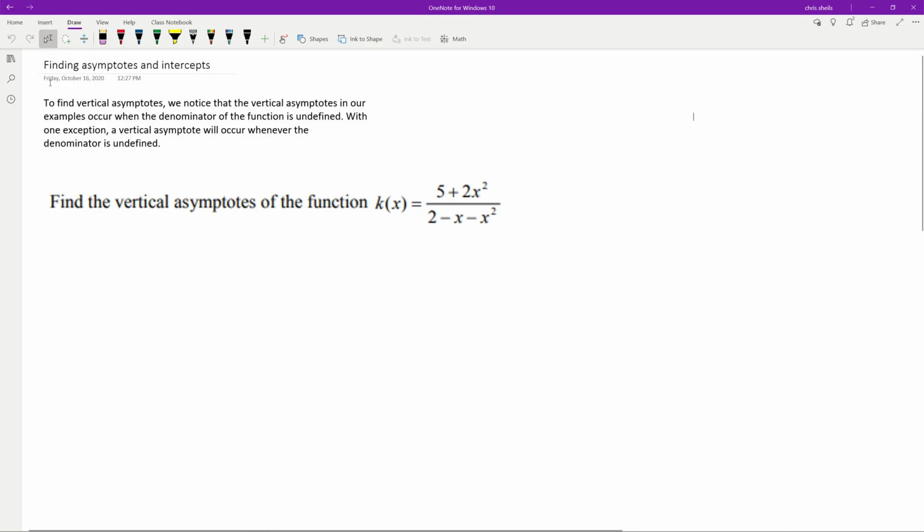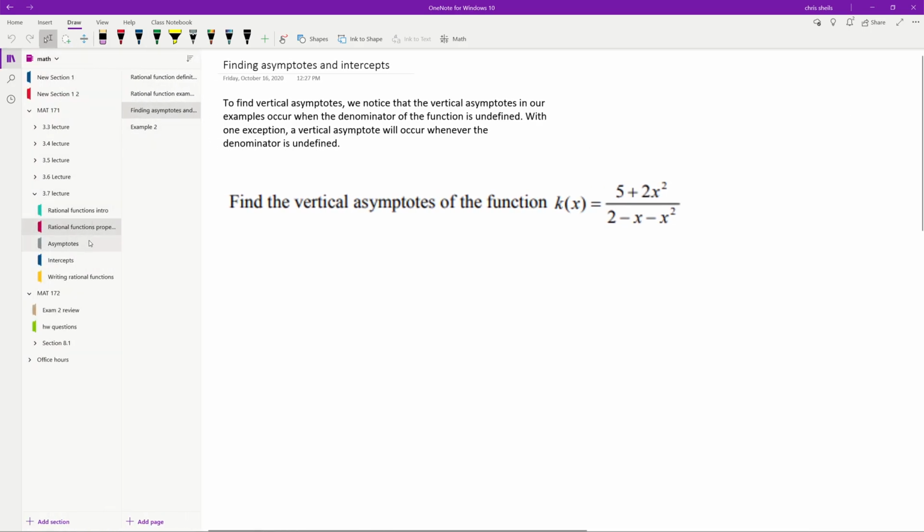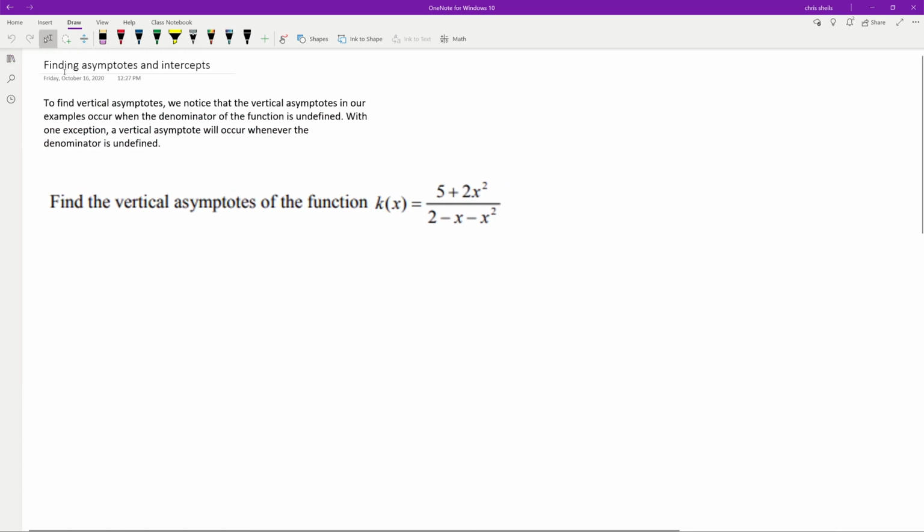Let's look at finding asymptotes and intercepts of rational functions. So if I want to find vertical asymptotes, actually, perhaps at this point I'll start a new video to make this a little bit shorter.